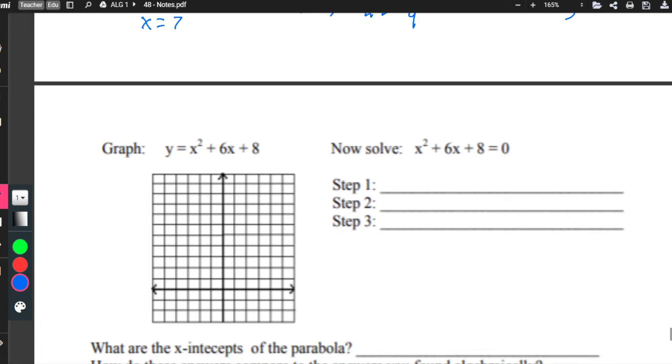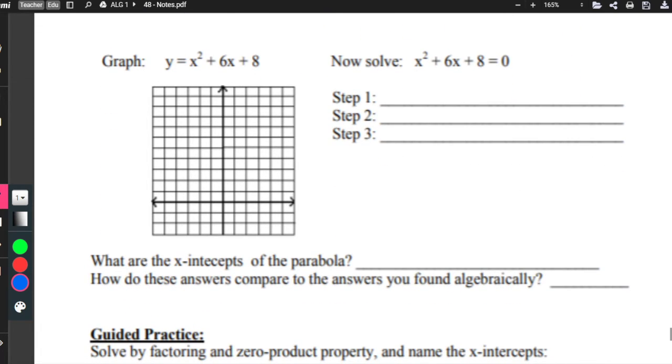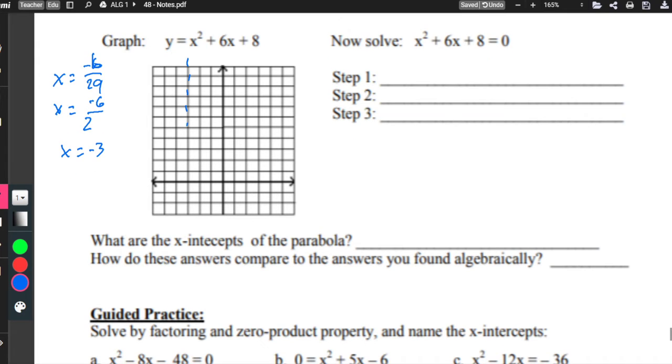Alrighty, so next page. As we've been doing, we're going to graph, and then we're going to compare our factoring results to see what we get. We're going to start with x equals -b/2a, our equation to find our axis of symmetry. So in this, we'll have x equals -6/2. So x equals -3 is our axis of symmetry. So 1, 2, 3. This is our axis of symmetry.